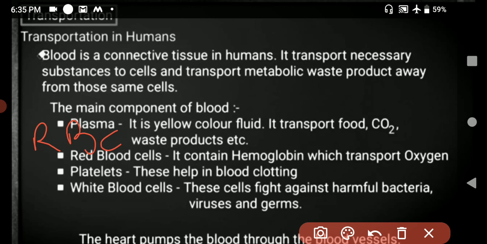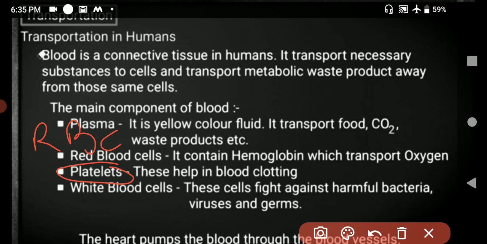The next one is platelets. This is also a very important term. Platelets, you have also listened about the platelets. These help in blood clotting. Actually, whenever there is an injury, to avoid the blood loss, platelets are responsible for the clotting of the blood at that site so that no blood loss would occur.